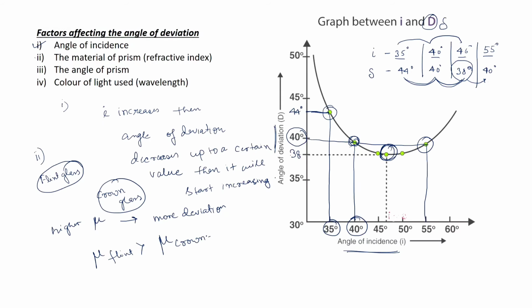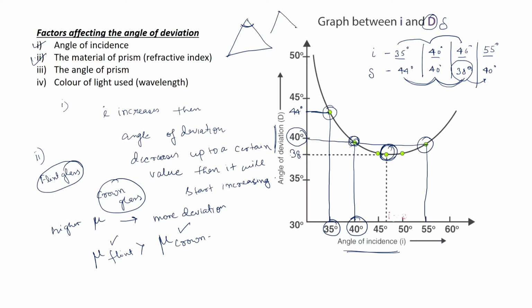So what will happen? This will produce more deviation than this one. Next is the angle of prism. What is the angle of prism? If this one is the prism, it depends on this angle. If this is more, then the deviation will also be more. If this is less, then the deviation will be less.